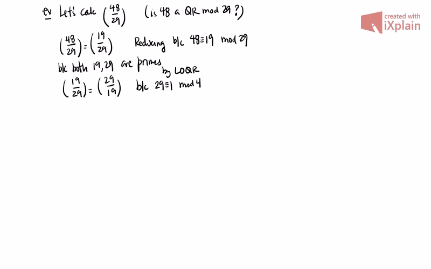So now that I flipped it, the reason we flip it is I can reduce again. So this is 10 over 19. This is reducing because 29 is congruent to 10 mod 19. So now what I can do, I can't flip it again, right? 10 is not prime, so I can't use quadratic reciprocity yet, but I can split.